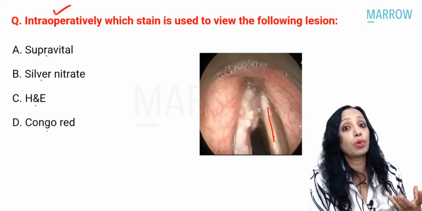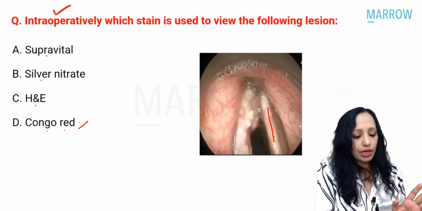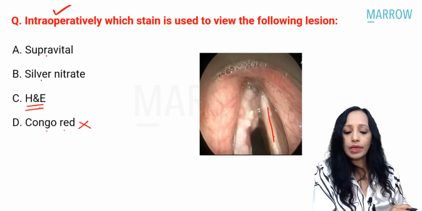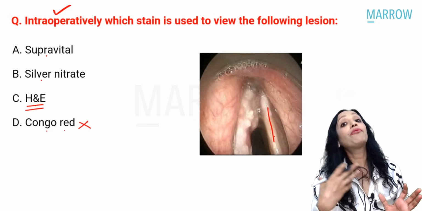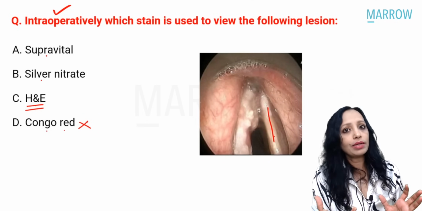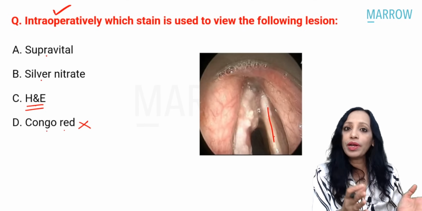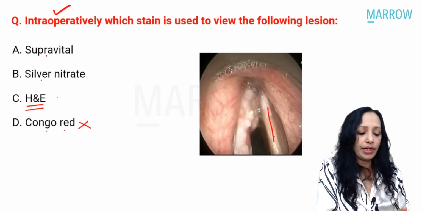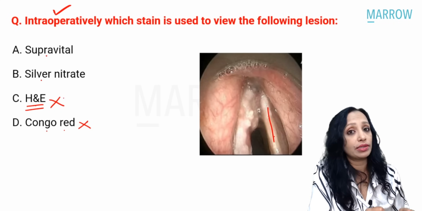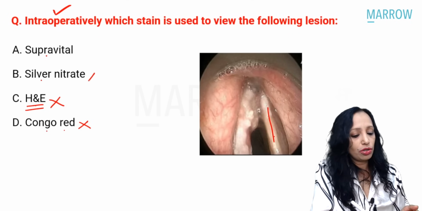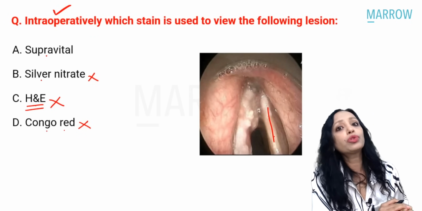This can be a carcinoma of the larynx, right? So Congo-Red will be amyloid. So no, this cannot be the answer. HNE is done for the biopsy, or after we have removed this mass, we send it for HNE stain. It will not be done intraoperatively, right? So no. Silver nitrate stain is for proteins. So not this also. So what we are left with is the supravital. So yes, we do use supravital.